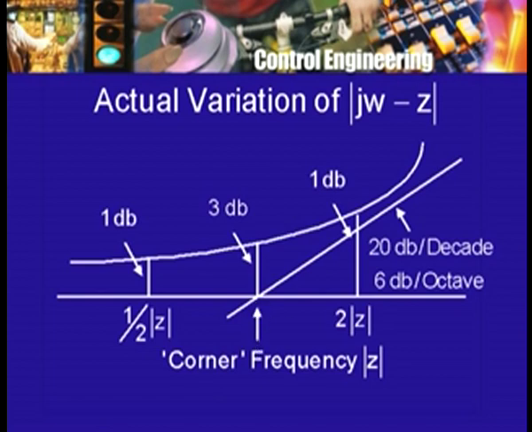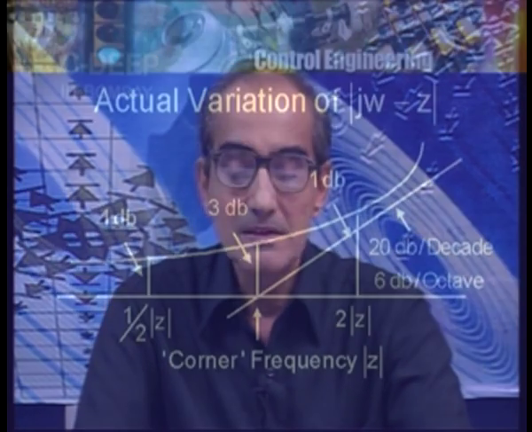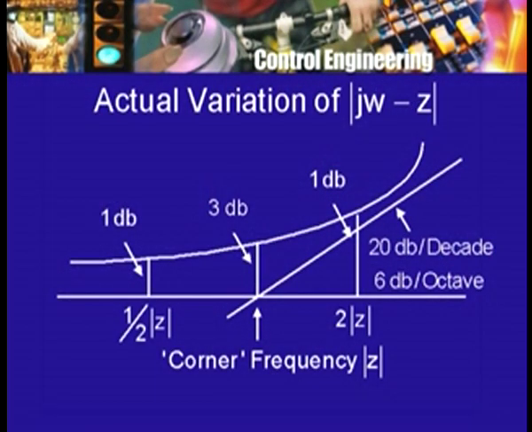Then take a frequency which is double the corner frequency, that is 1 octave above the corner frequency, and go 1 dB above this asymptote. Then you will have one point here at the corner frequency, one point here which is 1 octave below, another point here which is 1 octave above.